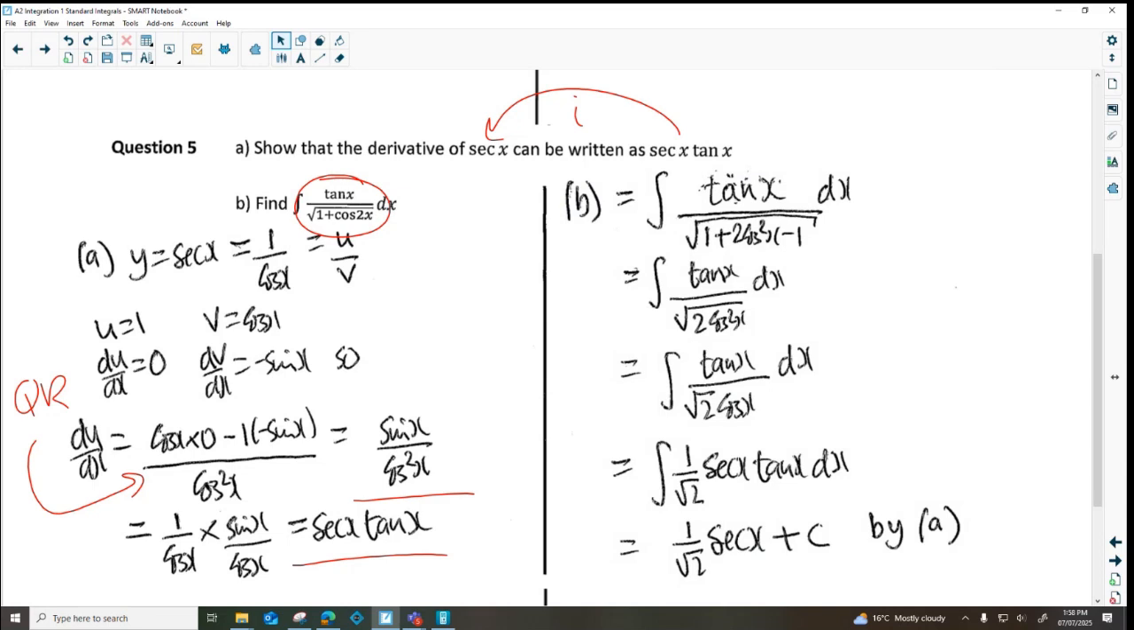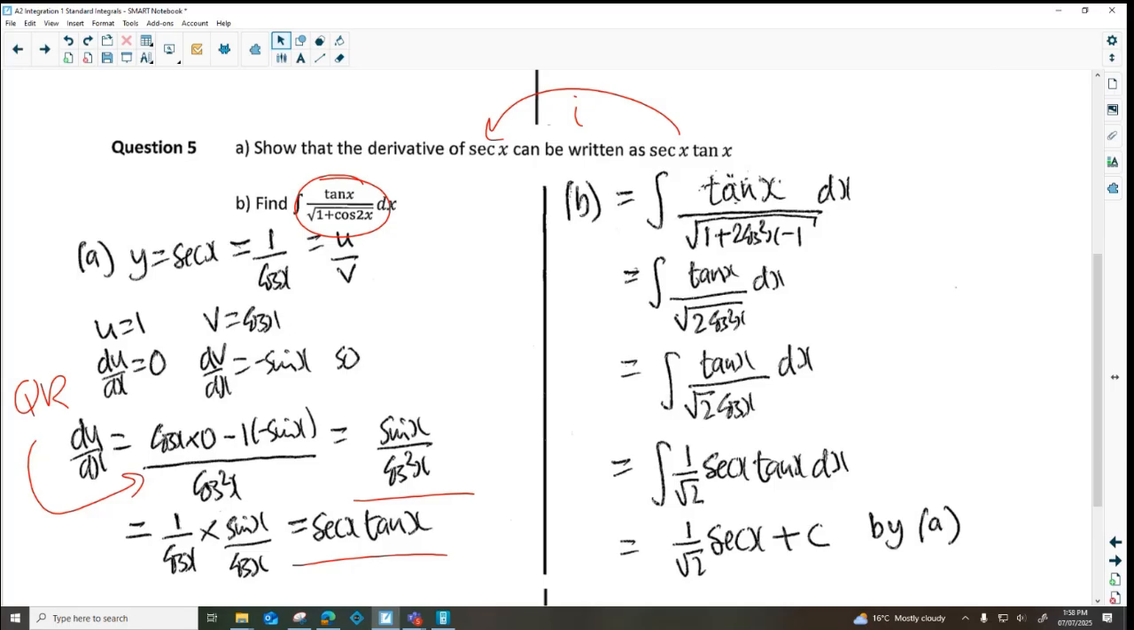Here is what happens. So leave the tan x by itself on the top. I want to try to write this as sec times tan. I want a tan in the answer. On the bottom, replace cos 2x with 2 cos squared x minus 1. So you get tan over the square root of 1 plus 2 cos squared x minus 1.